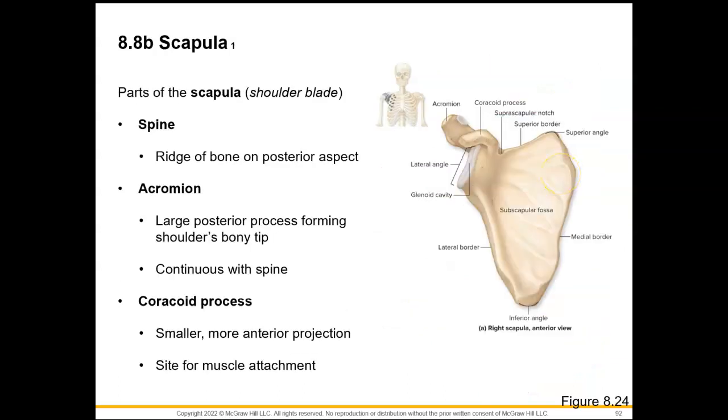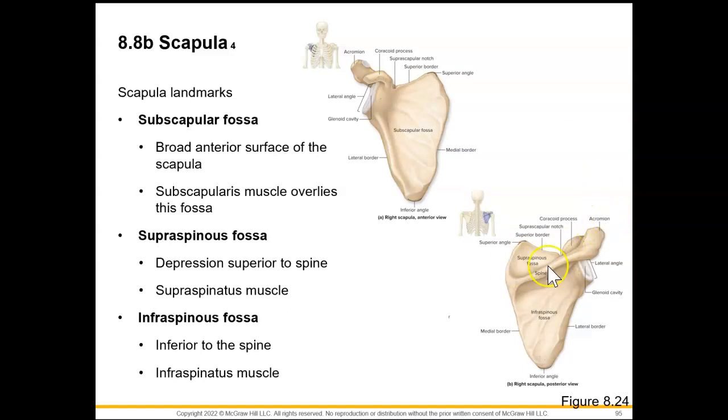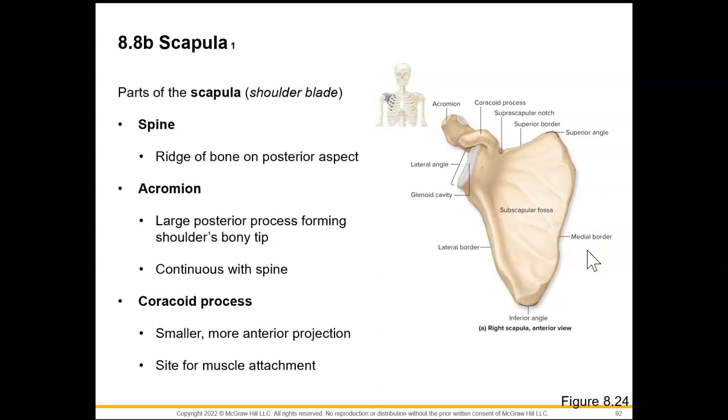Now when we look at the scapula, we know that it is called our shoulder blade, and I'm going to switch to a posterior view to show you the spine of the scapula over here. So we only find that spine posteriorly, and it's just a ridge of bone. We also have the acromion. This is a large posterior process forming the shoulder's bony tip, and it's continuous with the scapula's spine. Inferior to that, we're going to have your coracoid process. This is a smaller and more anterior projection on your scapula, and it's a site for muscle attachment.